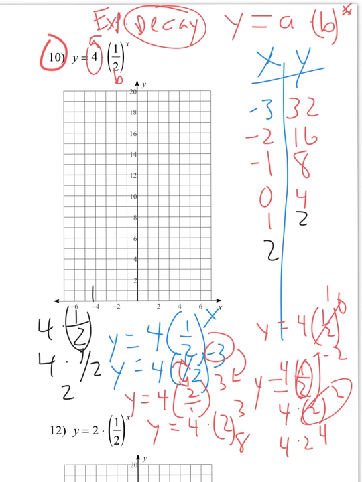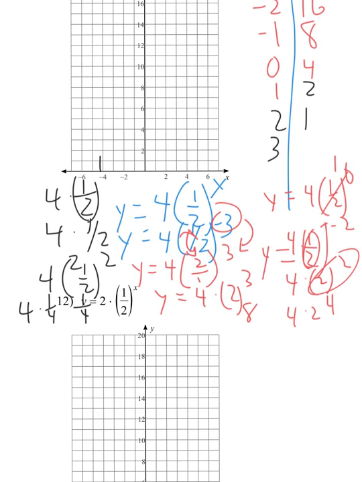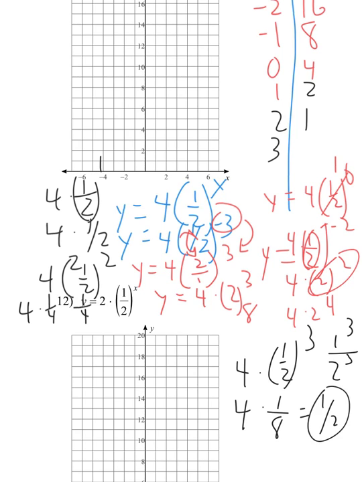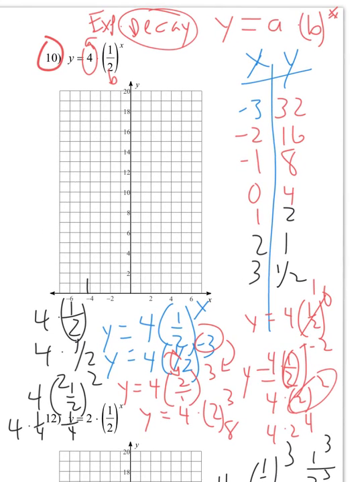When I put 2 in, it's 4 times 1/2 squared. Well, 1/2 squared is 1/4, so I really have 4 times 1/4, which is 1. If I put 3 in, it's 4 times 1/2 to the 3rd. If I do 1/2 to the 3rd, it's 1 to the 3rd over 2 to the 3rd, which is 1/8. 4 times 1/8 is 4/8 or 1/2. And we'll stop there. Okay, so now let's go graph these points.